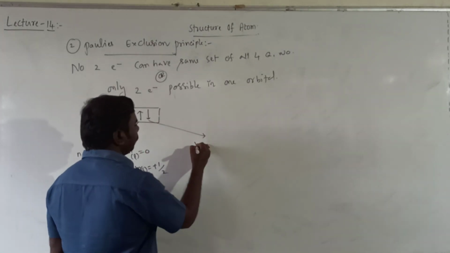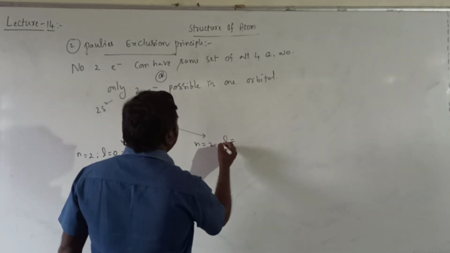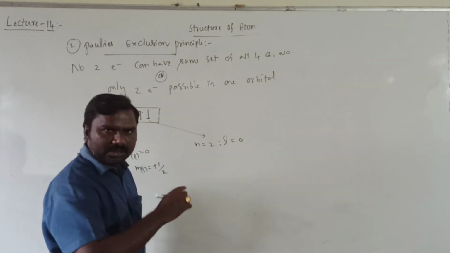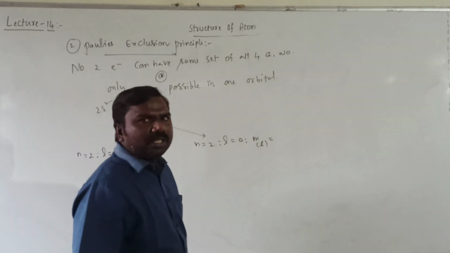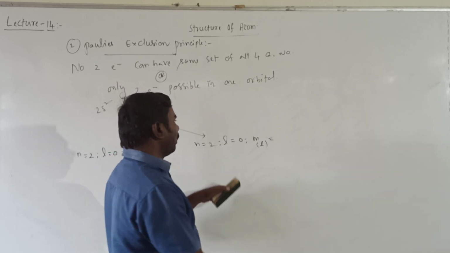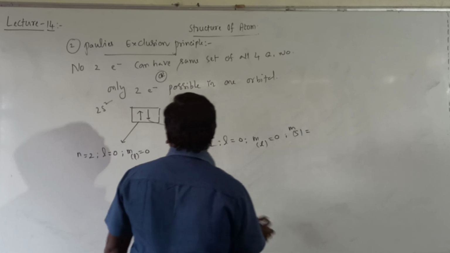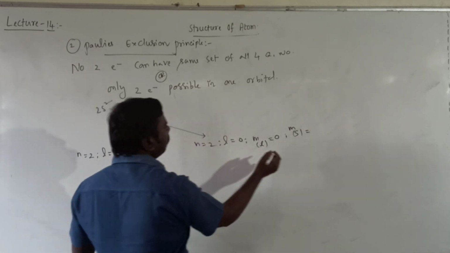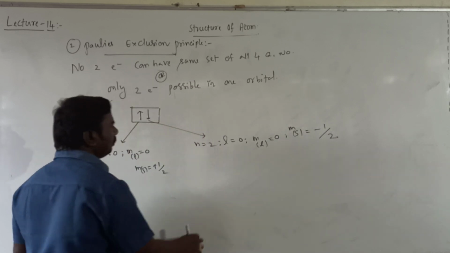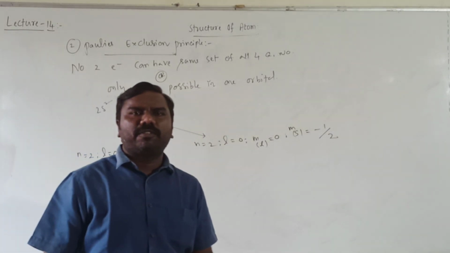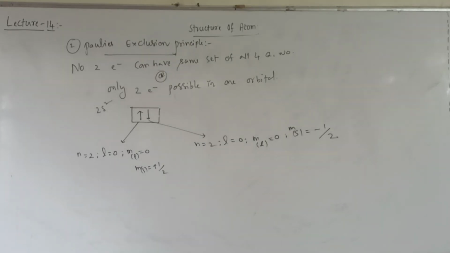For this electron, the n value is 2, 2s it is. The l value is also 0 because s is 0. Next, m_l, it means l is 0, so the magnetic quantum number value is also 0. But the m_s value, this one is plus half, this one is minus half. It means all these three are the same, but the spin quantum number is different. So this is Pauli's exclusion principle.